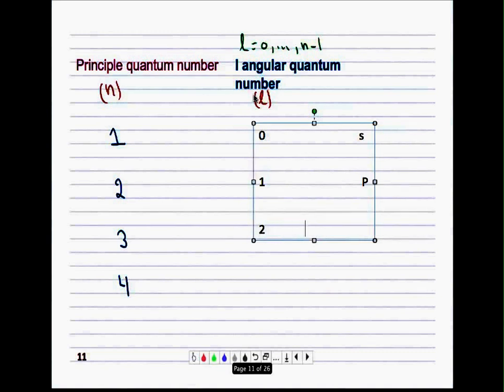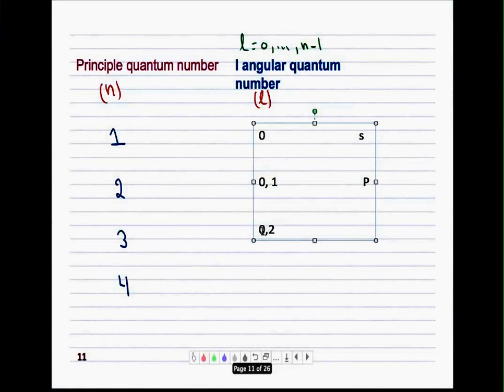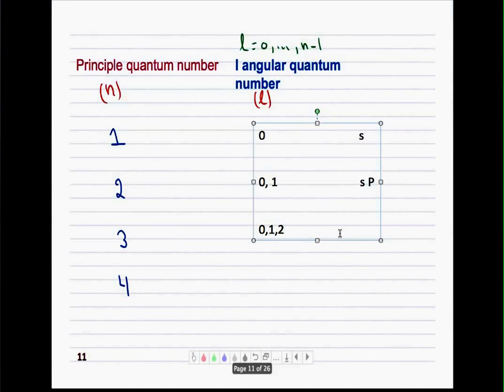Now for n equal 2, the L can be any value from 0 to n minus 1. So it can be 0 and 1. Why? Because n minus 1 equals 2 minus 1 equals 1. So in shell number 2, L equal 0 corresponds to an S. L equal 1 corresponds to a P. That implies in shell number 2, I have the subshells S and P, both of them.